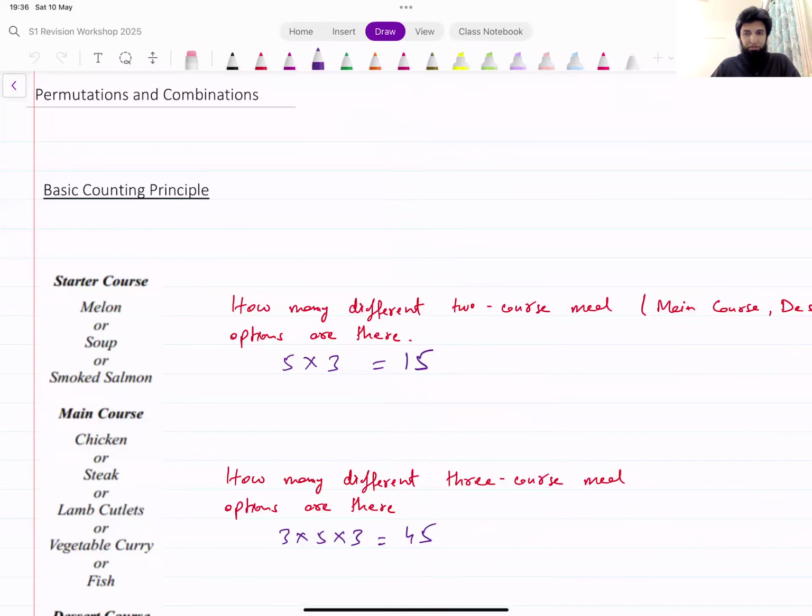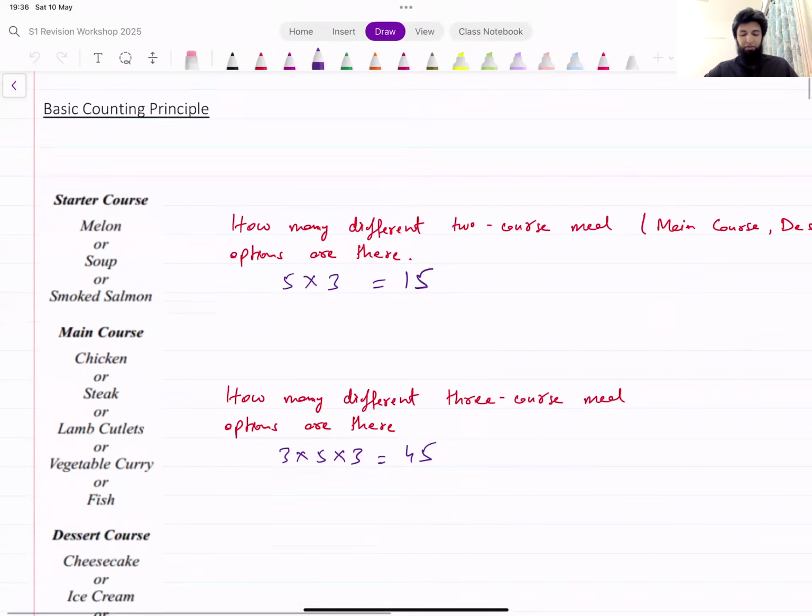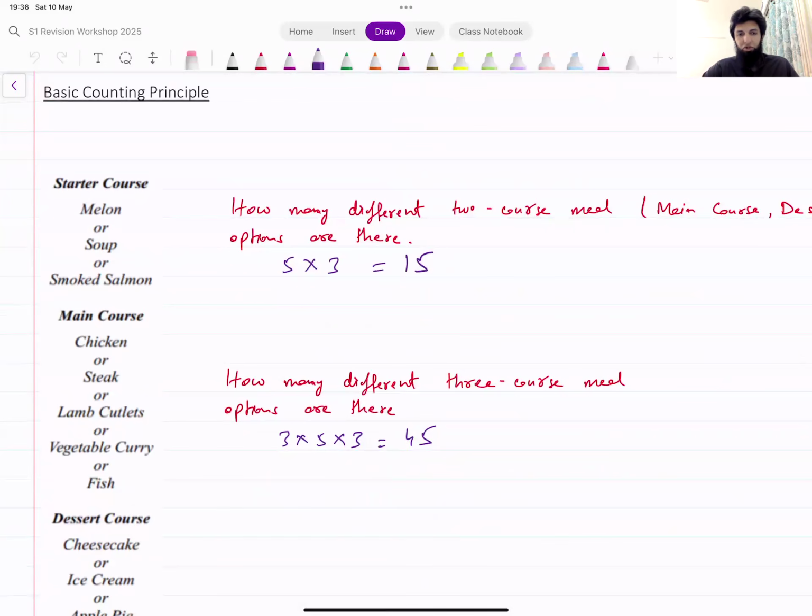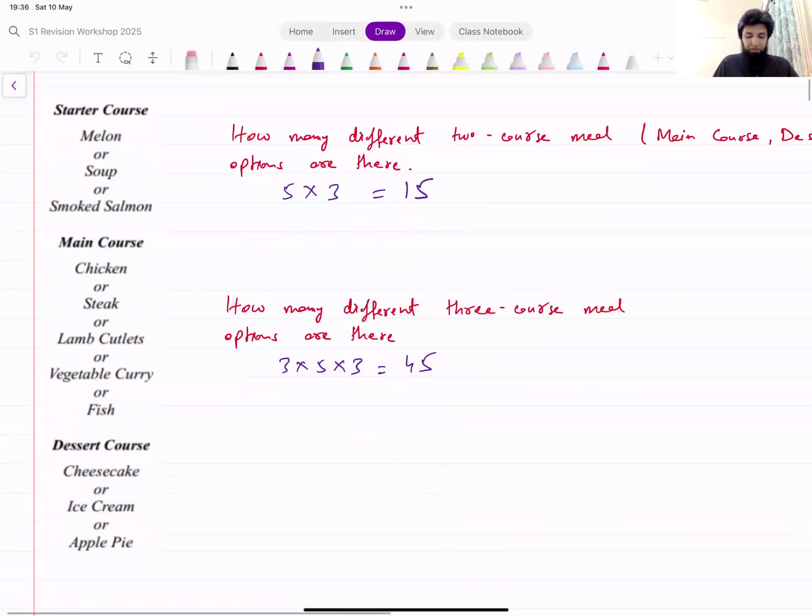Permutations and combinations. This is the next topic that we've got now. First of all, we need to know something that we call the basic counting principle. That's something that will be used throughout this topic. Let's have a look at this example for that.